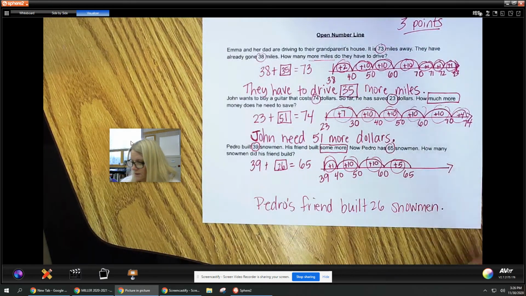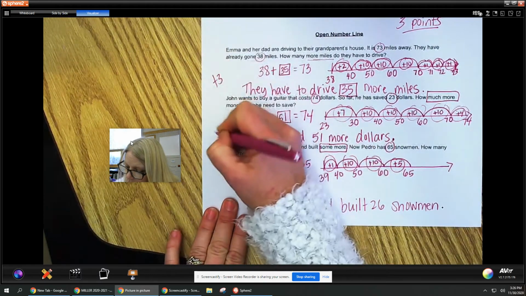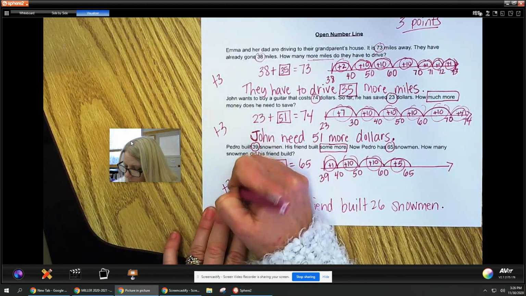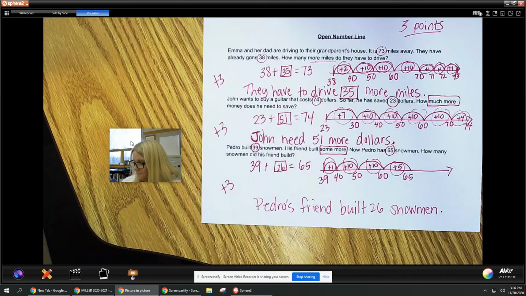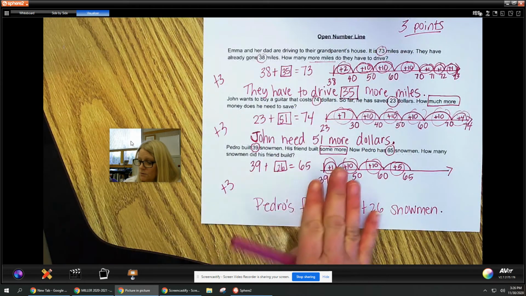All righty, so there's your 3 points. If you want to go back and double check, you should always have 3 points when you're solving a story problem. So after you watch this video, I want you to go back to Seesaw and go ahead and upload how to solve your 3 problems that you have using a number line.